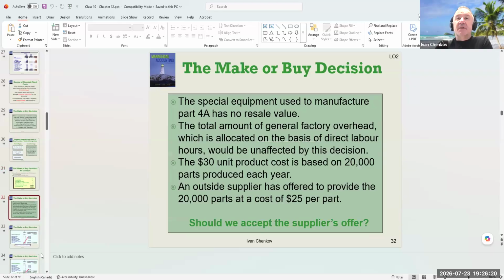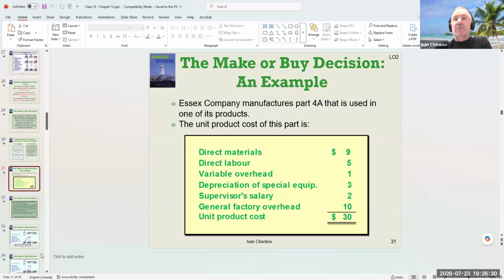Now, this special equipment used to manufacture this part has no resale value. So if we stop doing the depreciation of this special equipment, nothing is going to happen with it. We cannot resell it, zero value. So the question is, should this depreciation still be in my report, or should I just get rid of it?